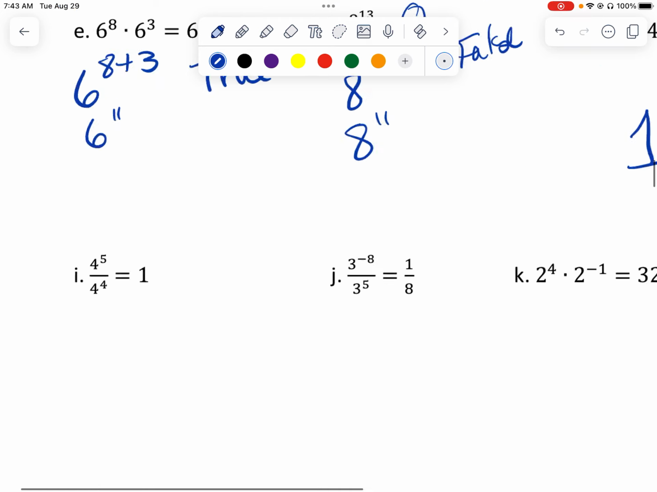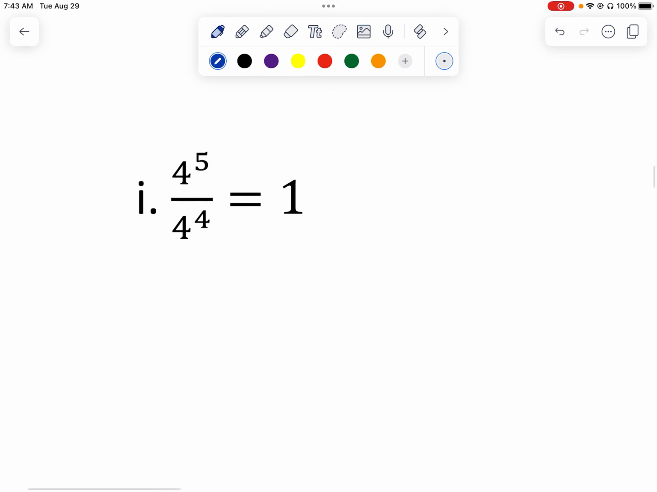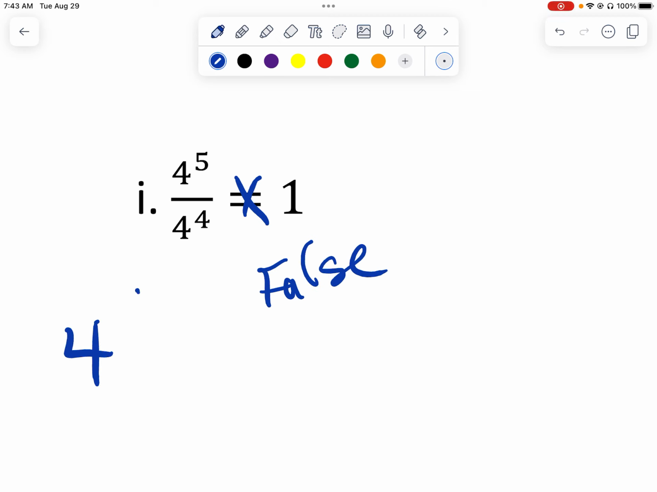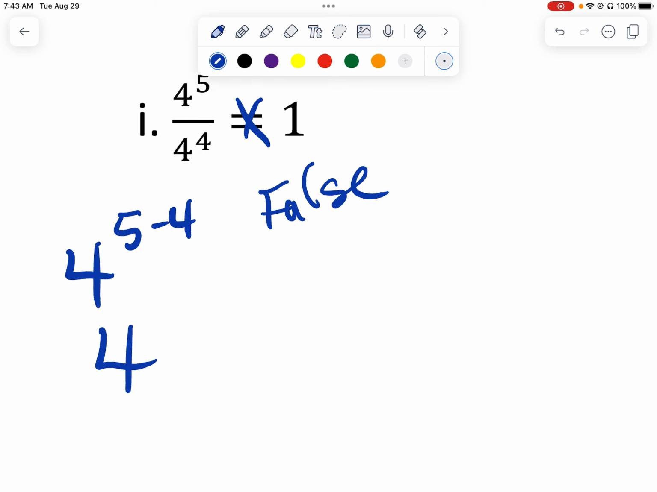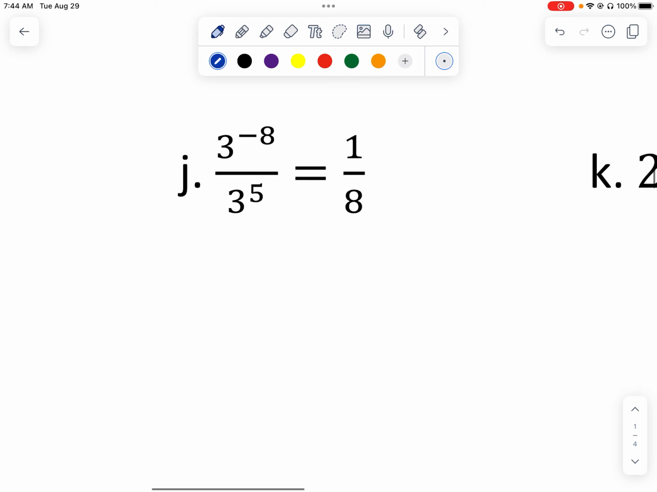Okay, let's come over here. I'm going to say that this is false. I write down my base, I subtract my exponents. If I subtract my exponents, I do get an exponent of 1, but I do not get that the full answer is 1. The full answer is 4. This one, I'm going to say no.